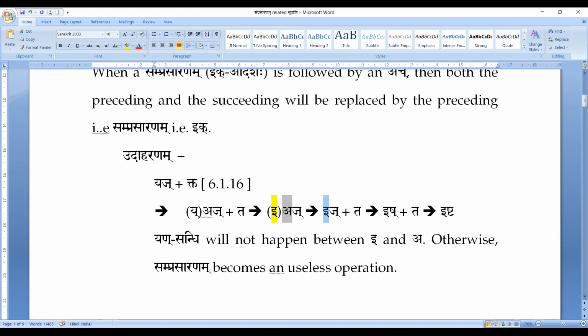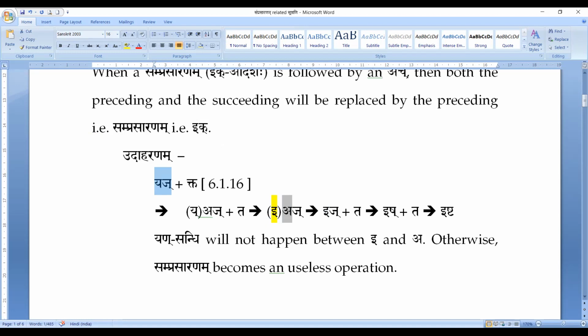Thank you. Why is this rule required? You tell me. Simple common sense only. Nothing difficult. E plus A, what will happen? Suppose if you don't apply this rule, what will happen? Yakara plus A. Yakara plus A is again back to the same form. Yen you are applying, right? Again, you will get the same thing. Then why should we do Samprasaranam? Therefore, only this rule is E plus A.